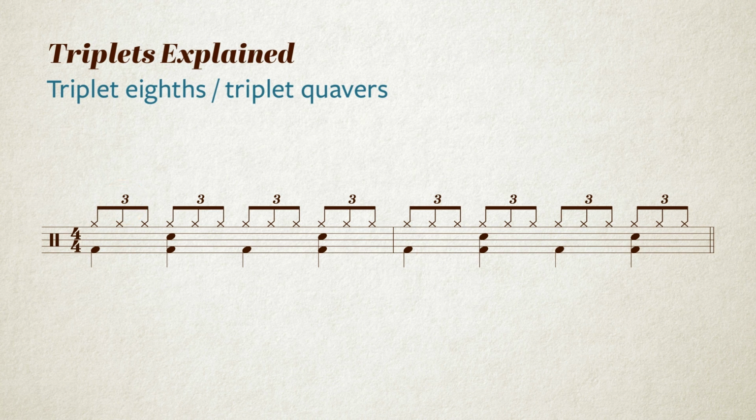We count 1 and a, 2 and a, 3 and a, 4 and a. And this might look like a bit of a homemade solution, but this is actually the correct way to do this. You can use the same method to show triplet crotchets.